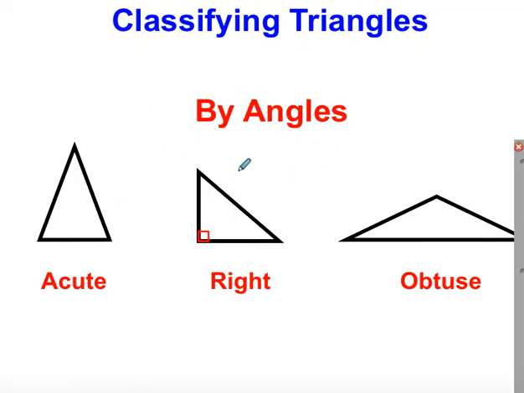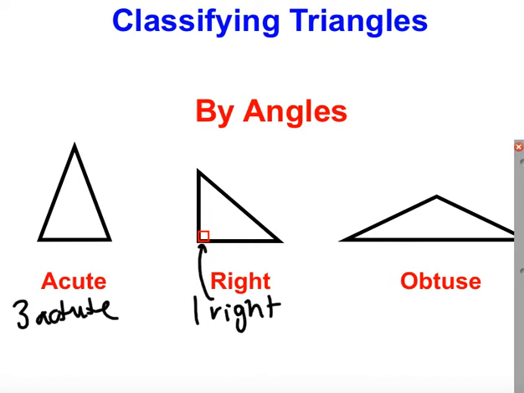So classifying triangles, we can do it in 3 ways: acute, right, and obtuse. And as you can imagine, those tell us what type of angles we're going to see. Acute, we're going to have 3 acute angles. Right, we're going to have 1 right angle, which we can see right there. And we have 2 acute angles.